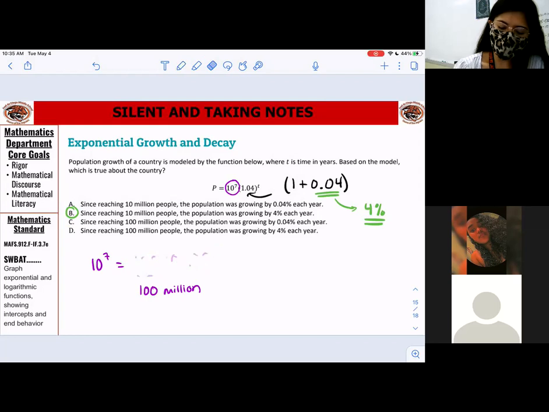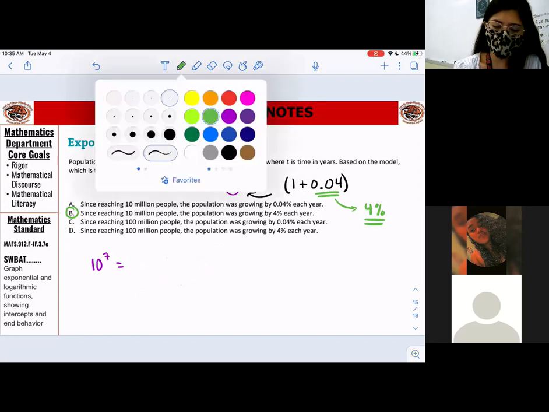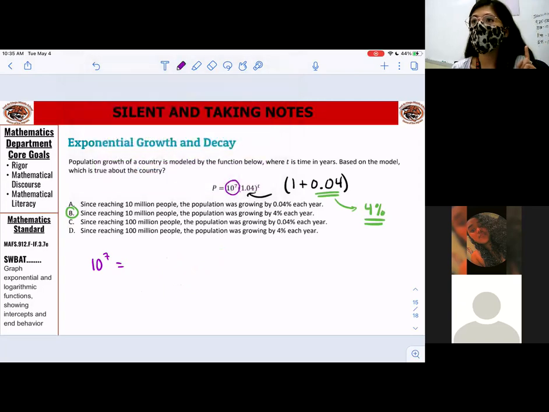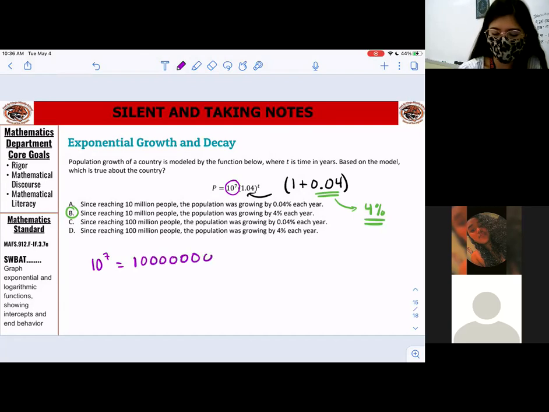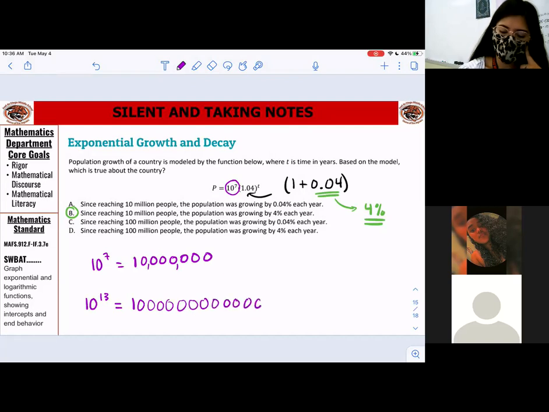It's been a while since I've done this. You don't write 7 zeros after the 10, you write 7 zeros after the 1. So that's the way it works. So 10 to the power of 7 is 1 with 7 zeros. 1, 2, 3, 4, 5, 6, 7. So what would be 10 to the power of 13? 13 zeros. So 1, 2, 3, 4, 5, 6, 7, 8, 9, 10, 11, 12, 13.